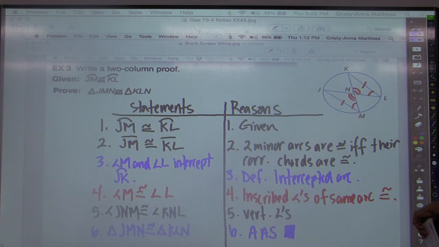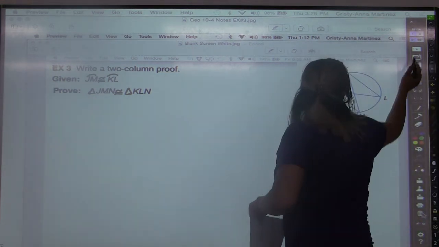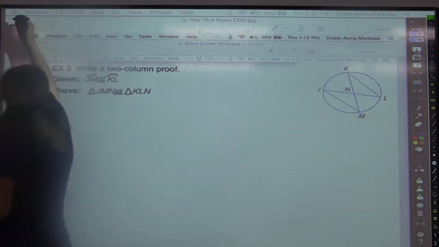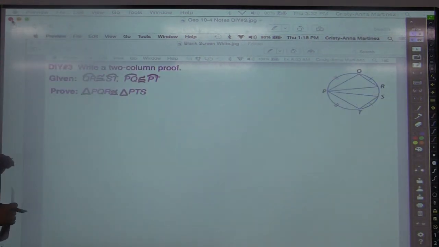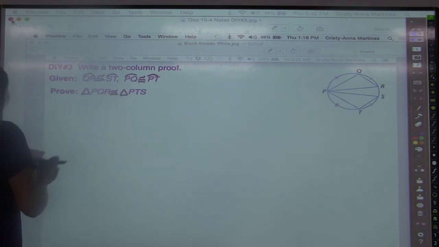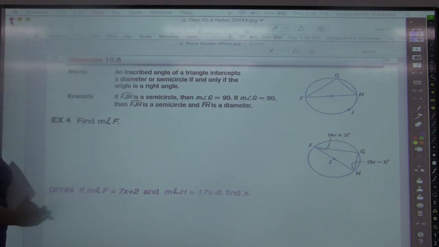So now you are going to have a proof of your own to do. And I'm sure you're going to start crying pretty soon right now. But don't do that. Just try your best and we will go over it in class. But there's do-it-yourself number 3. And then we have a couple more examples, but we also have another couple theorems here.